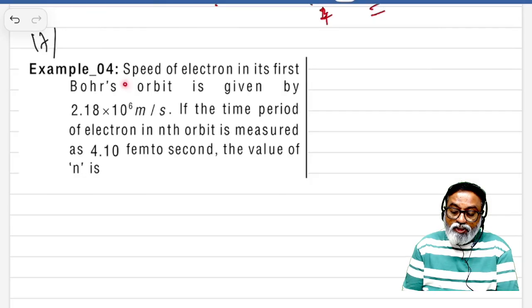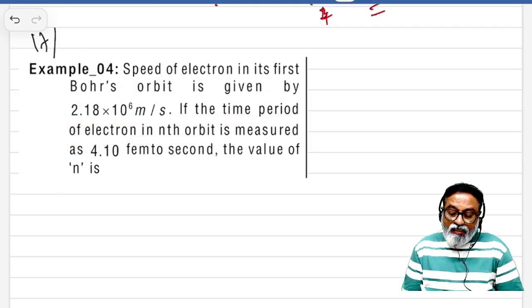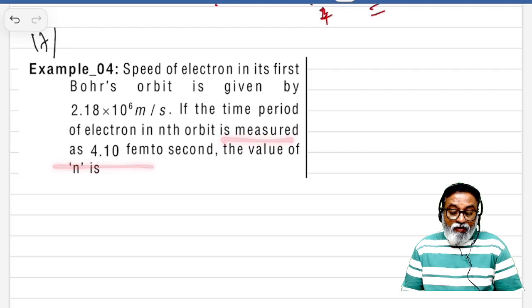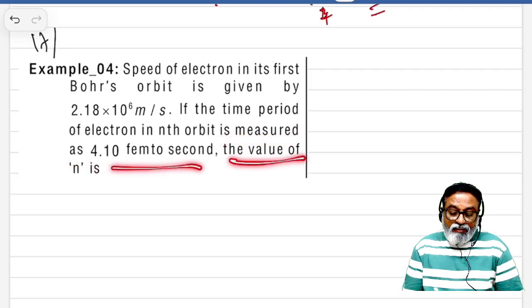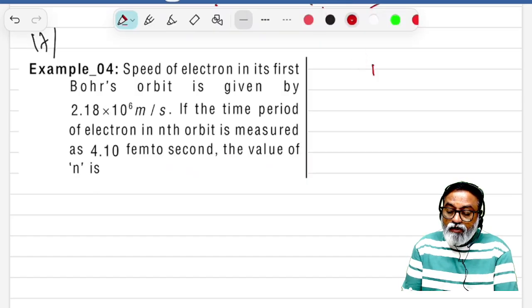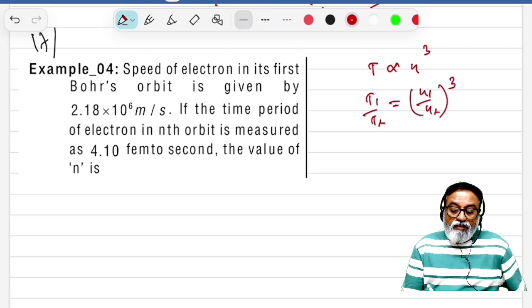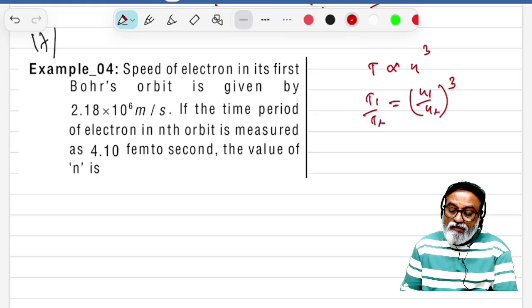Next one. The speed of electron in the first Bohr orbit is given as 2.18 into 10 to the power of 6. If the time period of electron in nth orbit is measured as 4.10 femtosecond, then the value of n is. Here, time period T is proportional to n cubed. Therefore, T1 by T2 is equal to (N1 by N2) whole cube. Here, T1 is for the first Bohr orbit.